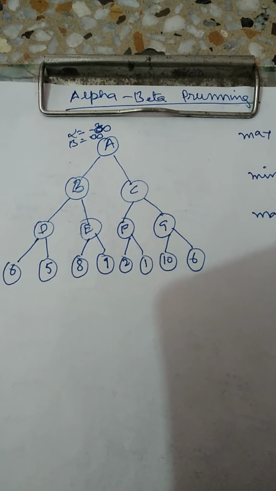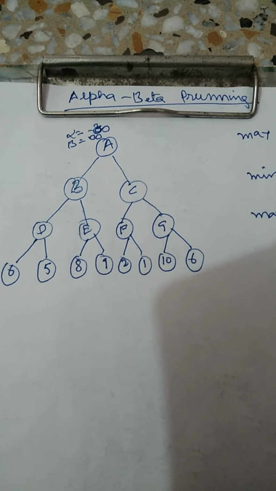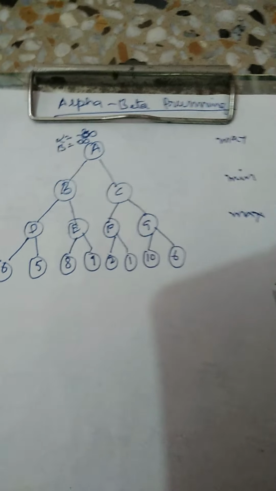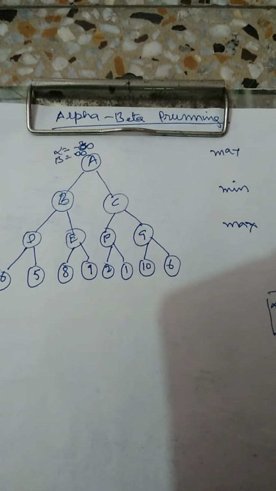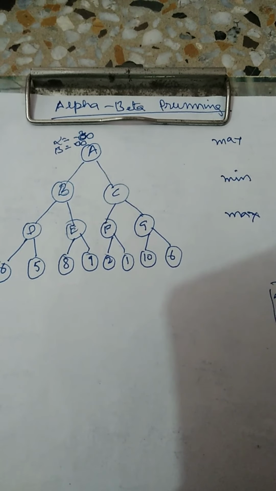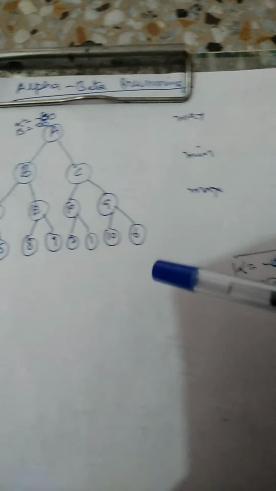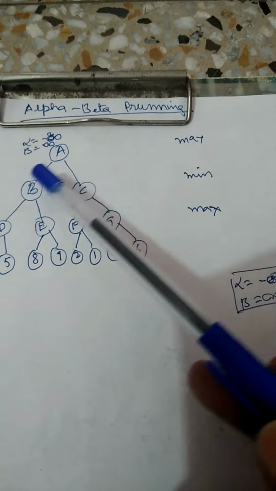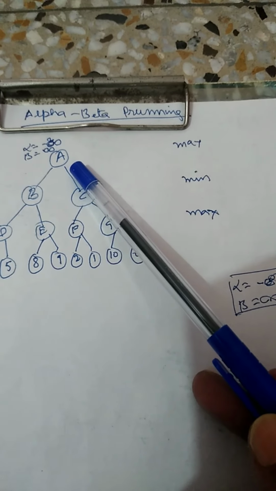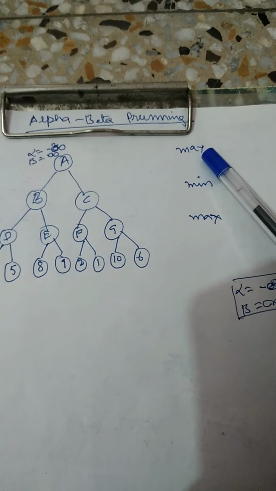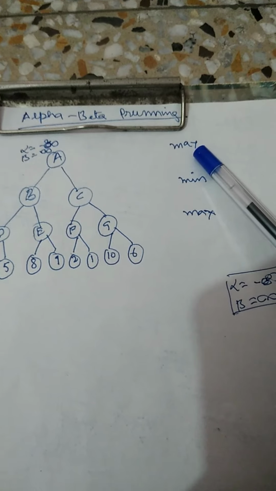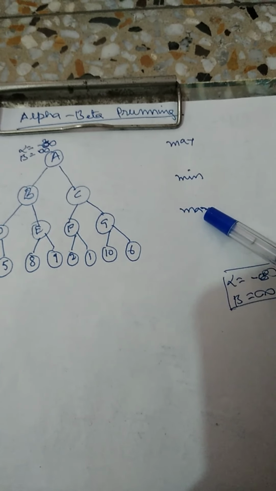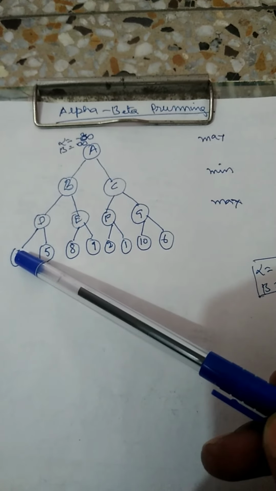Today I will discuss alpha beta pruning, which is an advanced case of the min-max algorithm. Here, the topmost node, that is the root node, will be considered as max, like in the min-max algorithm. This is min, this is max, and these are the terminal nodes.